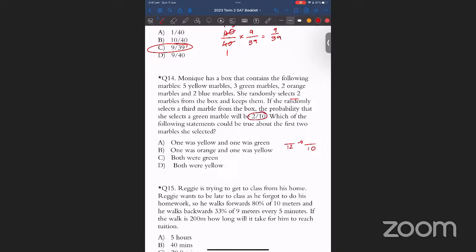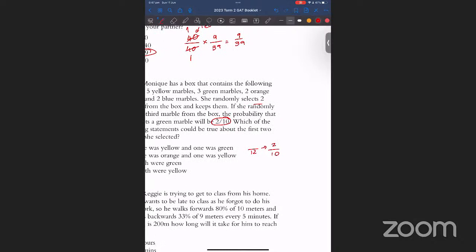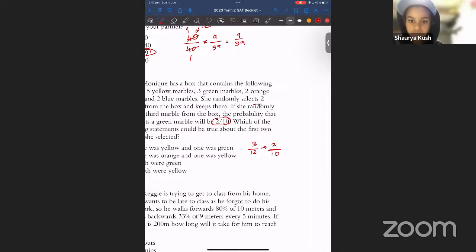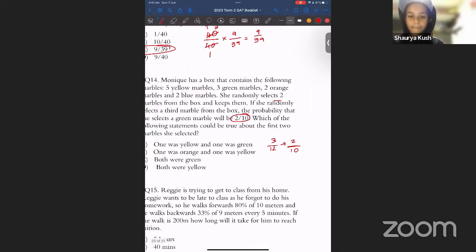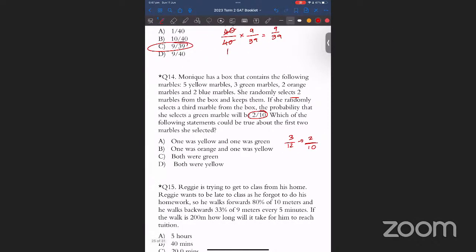So now, the probability that she picks a green marble is 2 out of 10. But how many green marbles were there in total before? 3. So for the probability to go from 3 out of 12 to 2 out of 10, that means one of the 2 marbles she selected has to be green. Do you guys understand? So one was yellow, one was green.